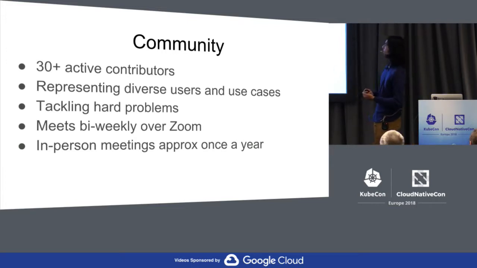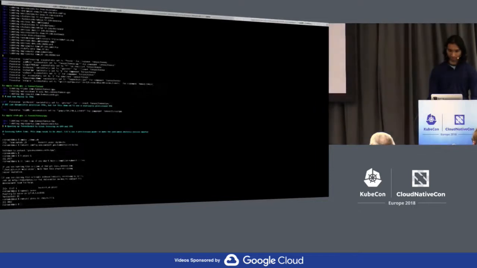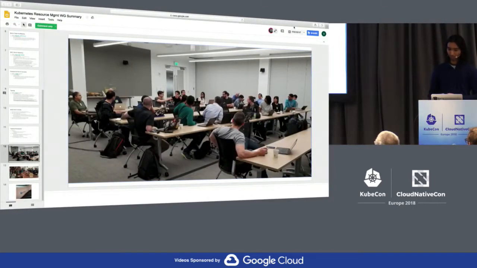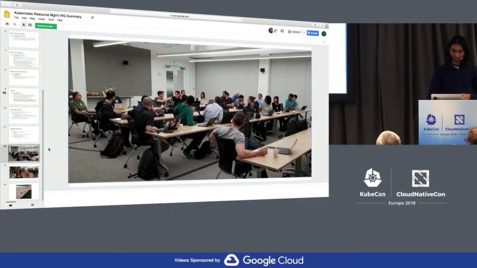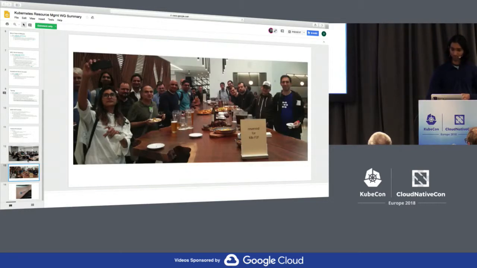We meet bi-weekly over Zoom, and our in-person meetings are approximately once a year. I also want to show a picture from a recent in-person meeting that we had. We met at NVIDIA, who hosted our most recent meeting, and about 40 people showed up, and we had 2-day-long sessions. This is just to highlight that there's an active community behind this.